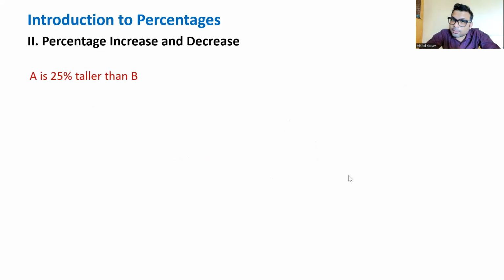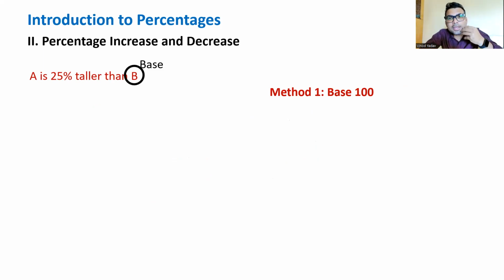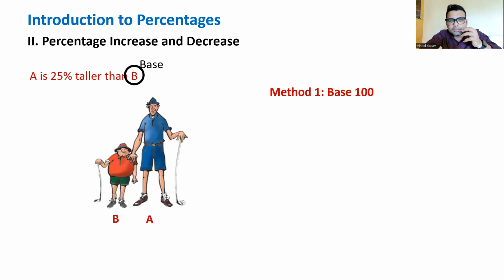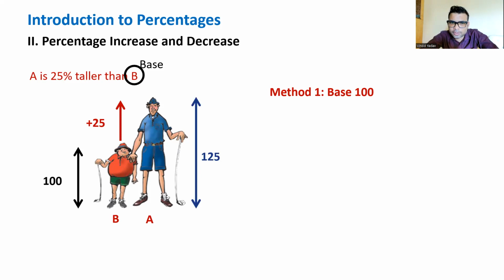So A is 25% taller than B. Yeah, what do you feel? In this language, of course, the base is B, right? Than B. A is compared with B. So we'll take B as the base. Yeah. First method of representing these A and B in terms of numbers is method of base 100. This is what we have been learning right from our school days. Correct? So if I take B as 100, A is 25 more. If B is 100, A is, see, 25% of 100 is 25. So if B is 100, A is 25 more than 100. So A is 125. Isn't it? Comfortable? Yeah? Got it?